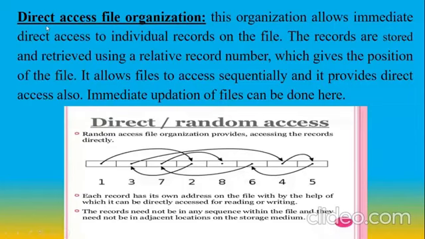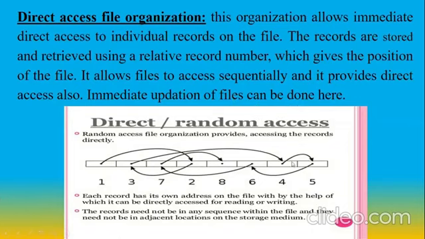The next method is direct access file organization. This organization allows immediate direct access to individual records on the file. The records are stored and retrieved using a relative record number, which gives the position in the file. It allows files to be accessed sequentially, and it provides direct access also. Immediate updating of files can be done. Examples of direct access file organization are hard disk, CD-ROM, and pen drive, etc. In all these devices, we can store the data directly, and we can access the data, and updating of data can also be done easily.